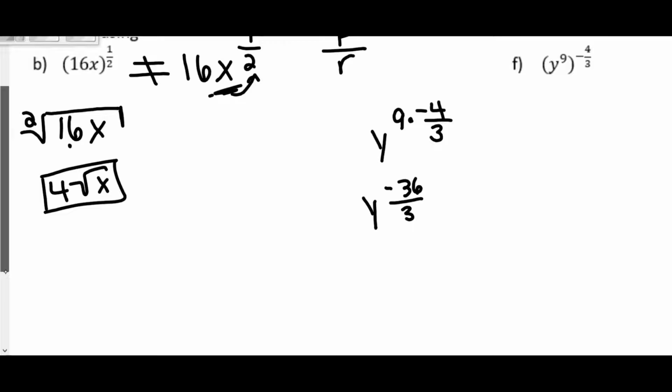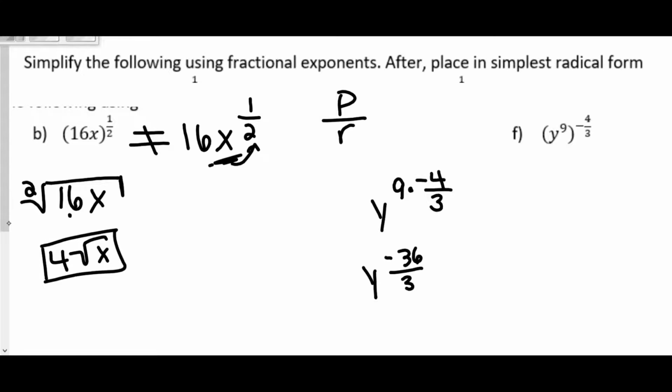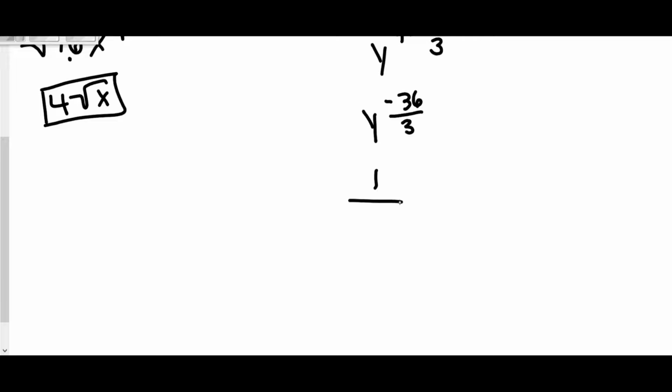There's a couple different things you could do here. First, I'm going to deal with that negative. A negative exponent tells us to switch the location. So since I have a negative exponent and my variable that it's attached to is in the numerator, that means I'm going to drop it to the denominator. If I had a negative exponent attached to the variable in a denominator, it would get raised to the numerator. So it just flops the position. So y to the -36/3 turns into 1 over y to the 36/3.